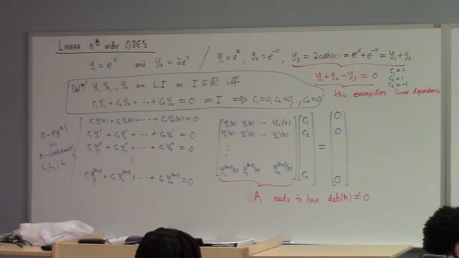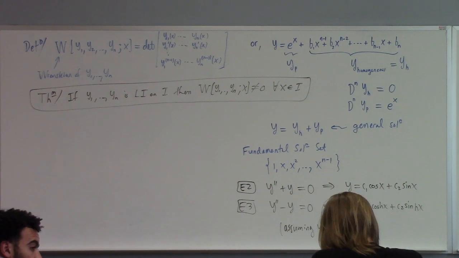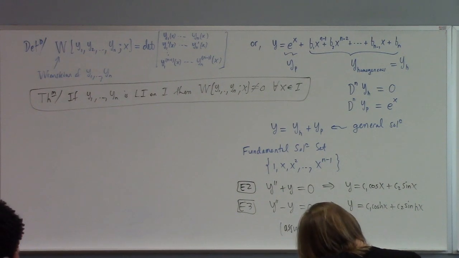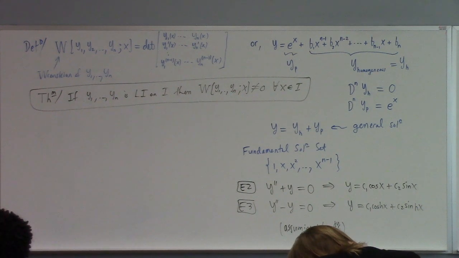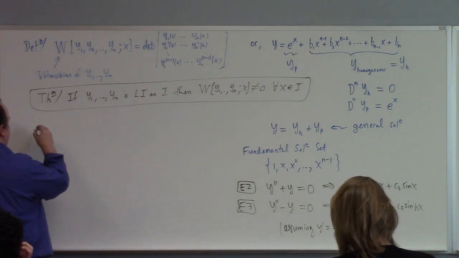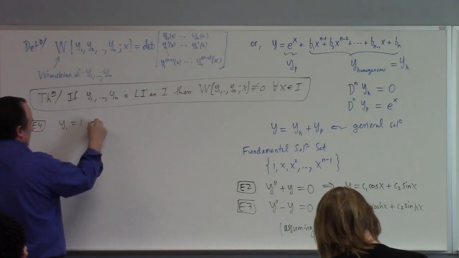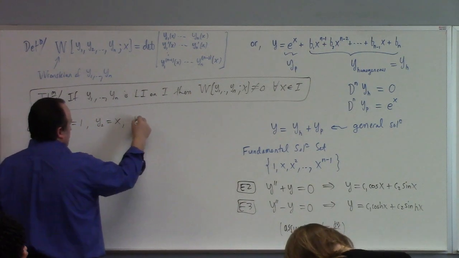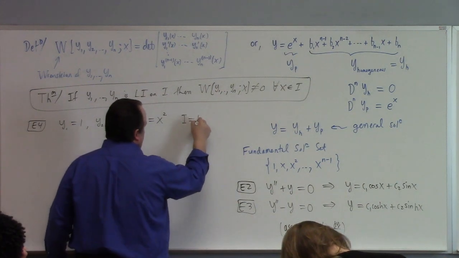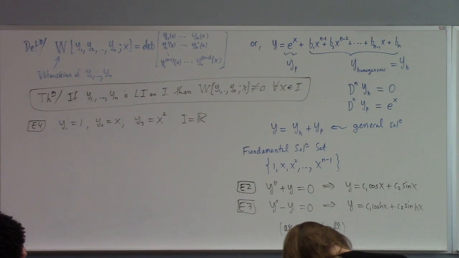See, the last point is the dependent variable, whereas the first bunch were the functions we're judging the linear independence of, all right? So let's see here, for example, example 4. Let's try something here. How about y1 equals 1, y2 equals x, y3 equals x squared. We'll let the interval just be all reals, all right? Are these linearly independent functions?